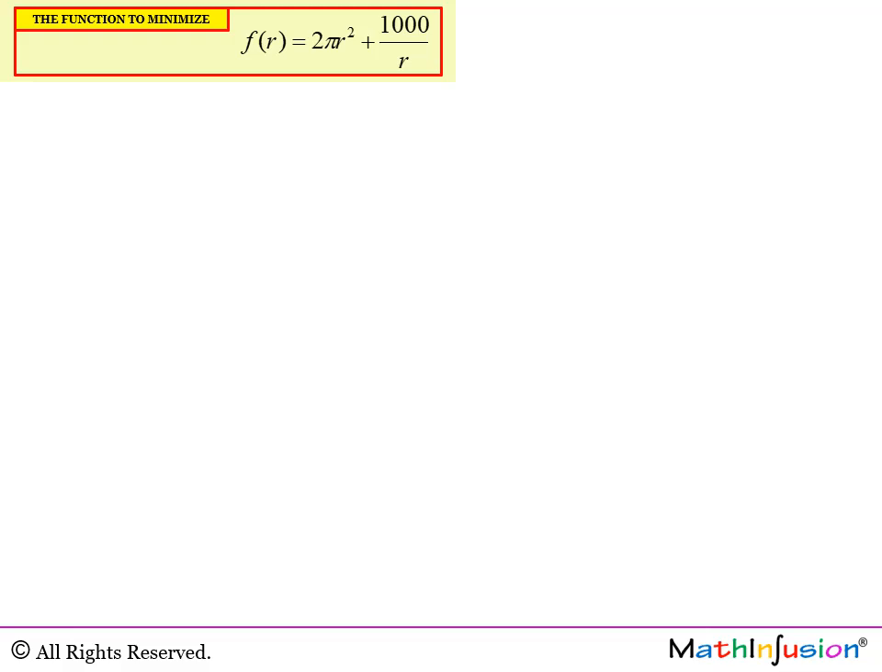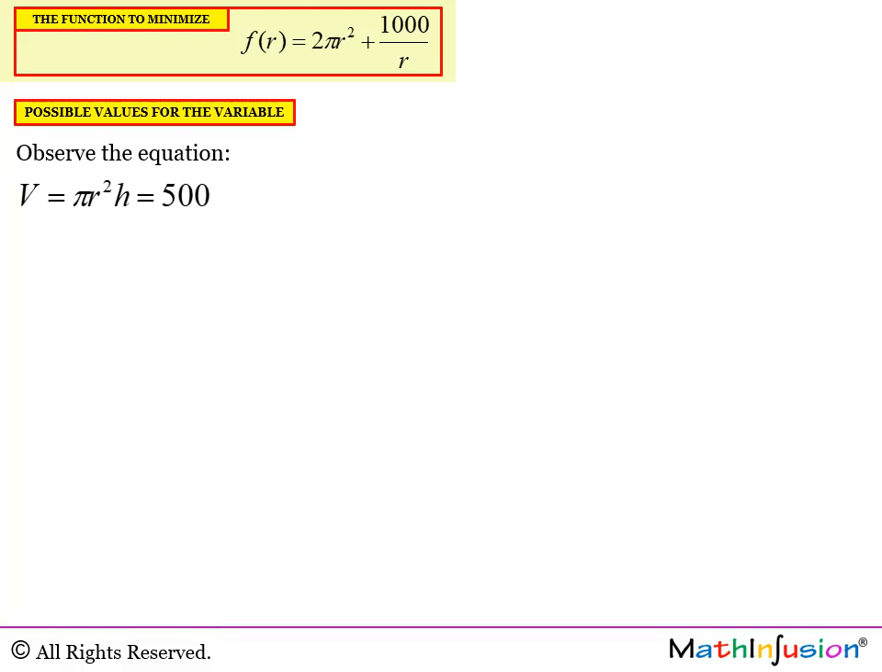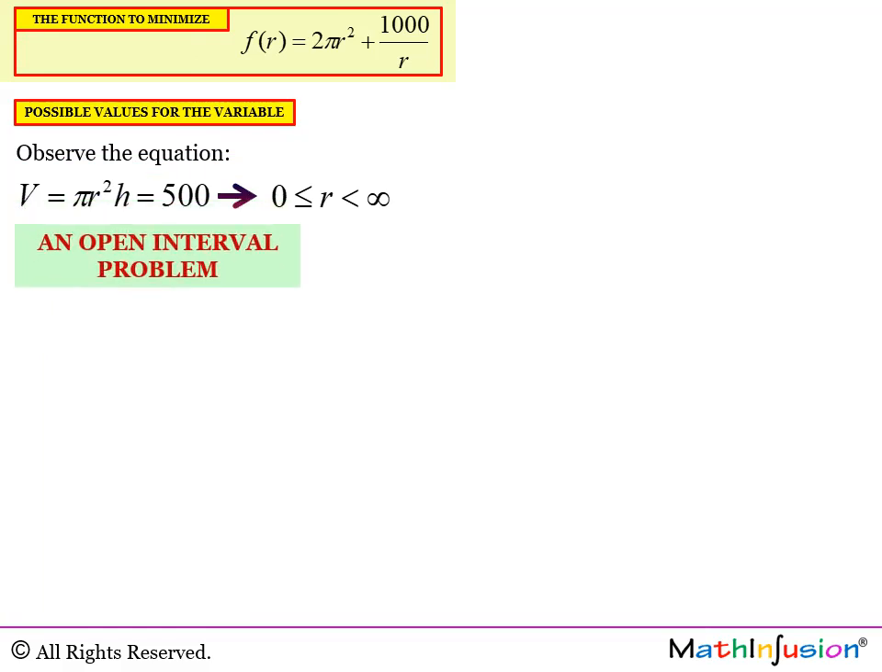Let's now find possible values for the variable r. Well, we just have to observe the equation. Let's say that r is 2 billion. Can I solve this for h and h is non-negative? Yes, I can. It means that r can be anything positive, obviously, or 0. So r is between 0 and infinity.